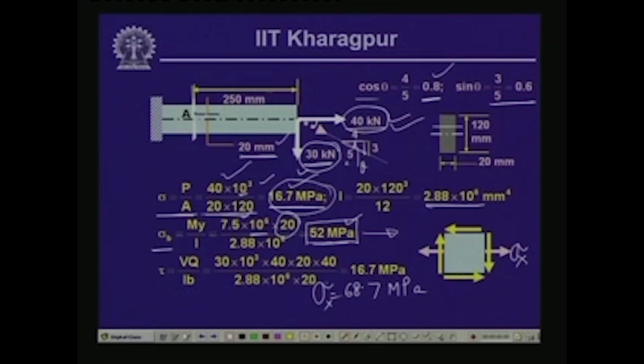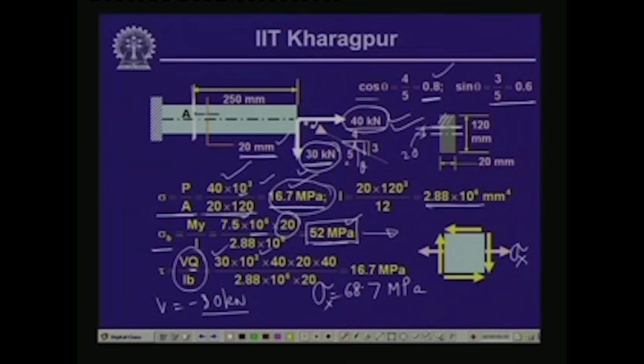Now, the shear force, which we have seen that V is equal to minus 30 kilonewton, will produce the shearing stress at this particular section A, which is equal to VQ by Ib, and V is 30 into 10 to the power 3. Now, Q is the first moment of area of the cross section above the section where we are computing the stress. Now, we are computing the stress at this particular section, which is 20 millimeter away from the neutral axis. So, this section being 120, the half of it is 60.